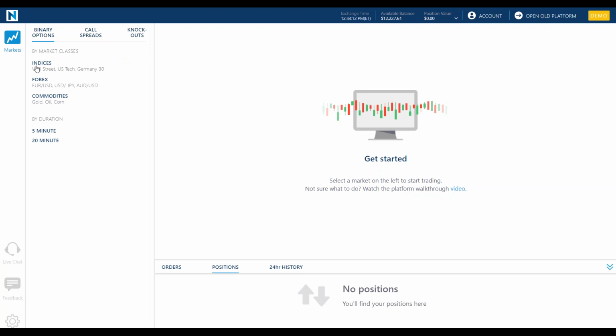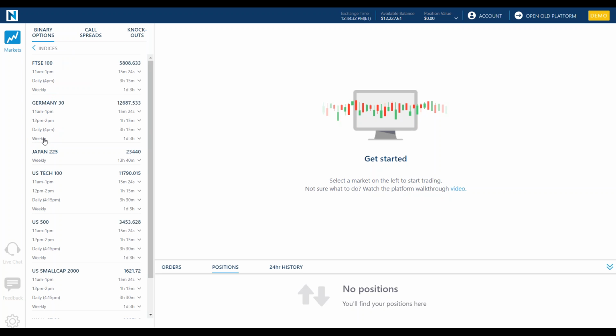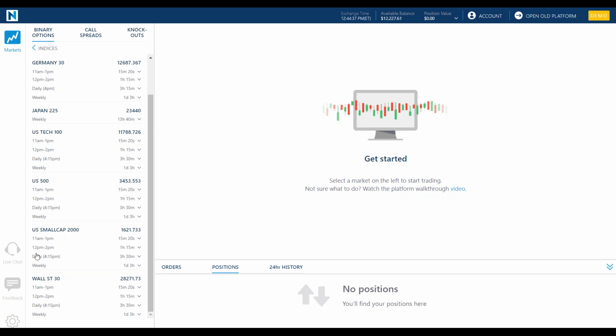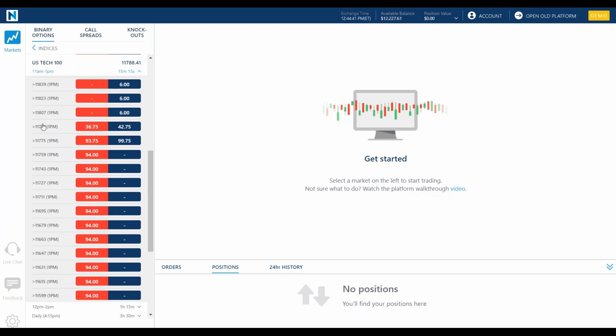Then, as I mentioned, we have indices, foreign exchange, commodities, and right now we don't have any event contracts, but when there are events available, you'll have events listed in here as well. In the indices, there's a variety of indices to choose from. In each one, there are a variety of expirations, and within each expiration, there are going to be a bunch of different strike prices and levels.